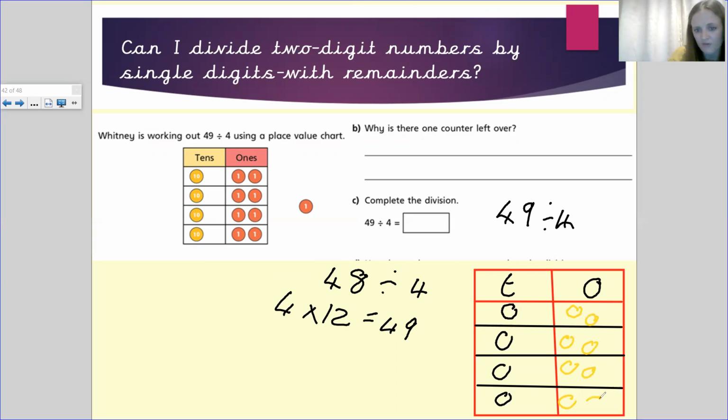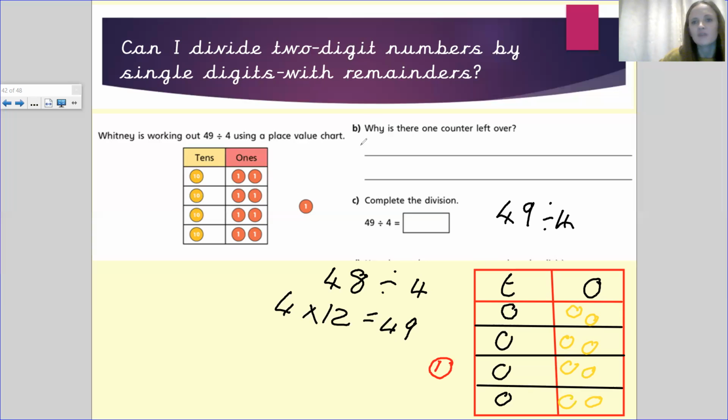And that gives me 48. The problem is that this question says 49. And I can see that I have 1 that does not go into any of these, because if I put it there, then the groups are unequal. So we have to put them into 4 equal groups. I have 1 that does not divide into 4 equal groups.